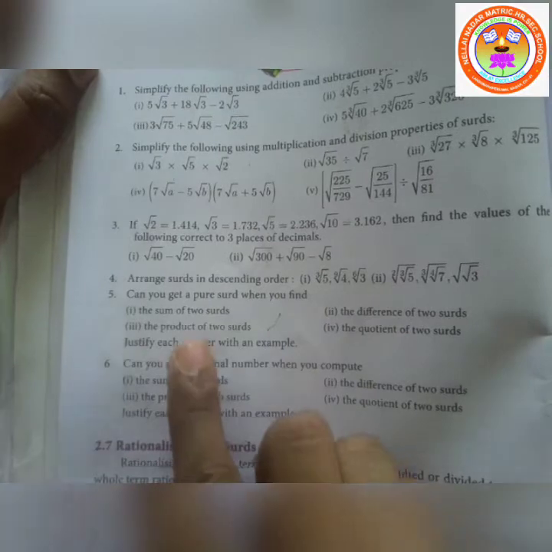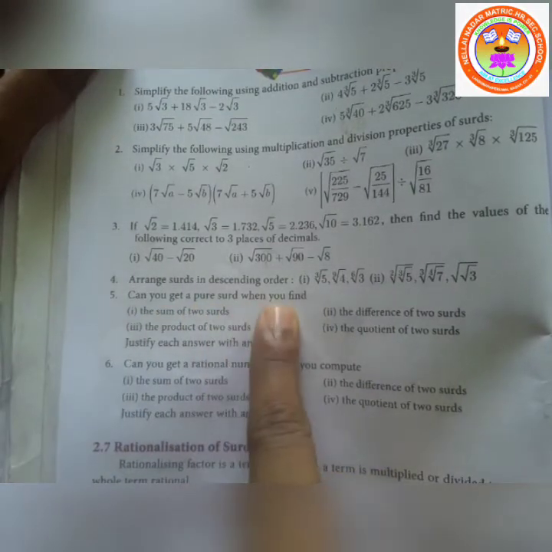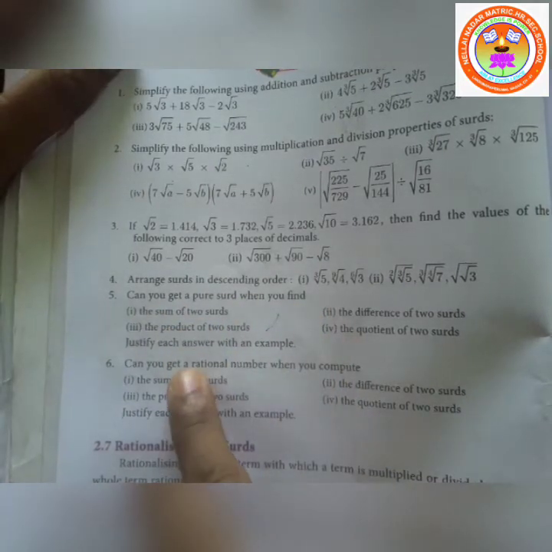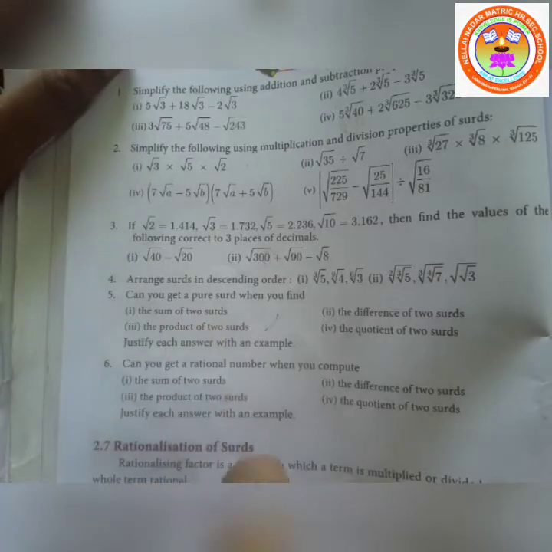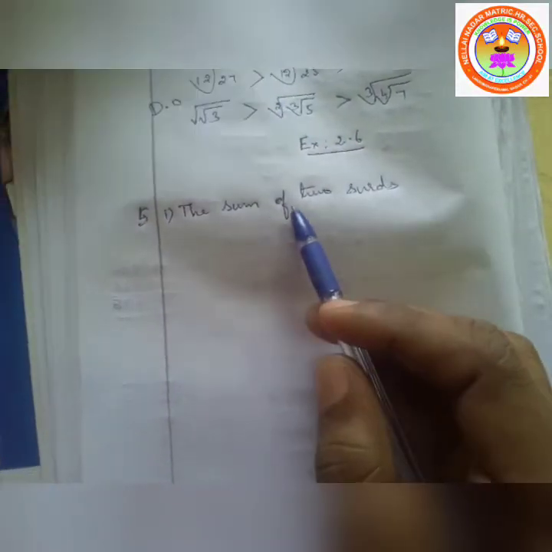Now we'll move on to the fifth question. Can you get a pure surd when you find the sum of two surds? There are four subdivisions. We will see these four subdivisions one by one. The first subdivision is the sum of two surds.